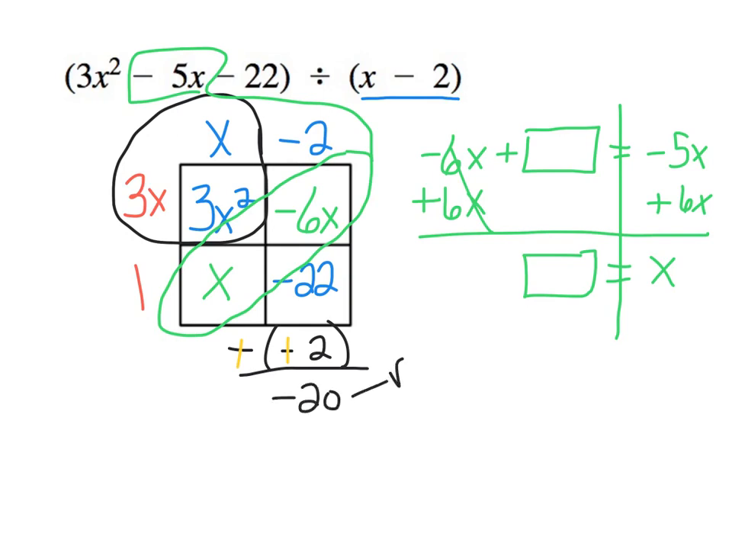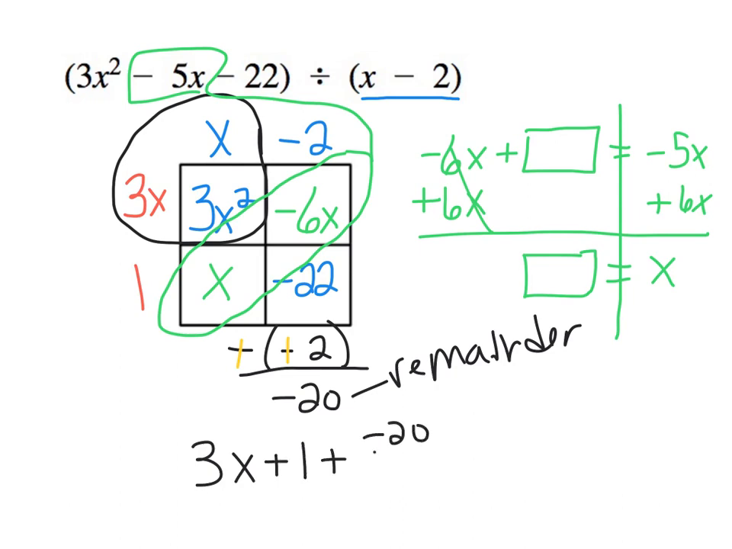That's my remainder. So to write my answer, I just put the answer of 3x plus 1 plus my remainder of -20 over my divisor of x minus 2.